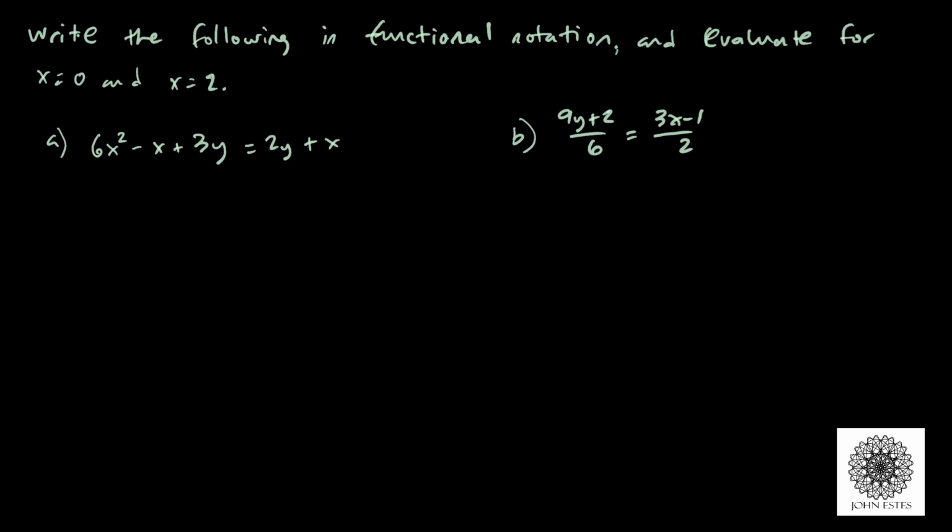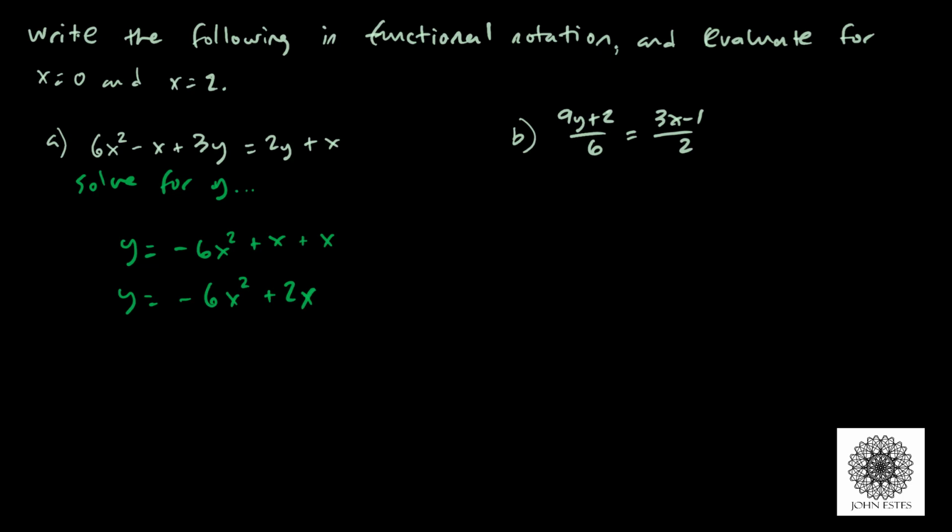Okay, so the first thing I'm going to do here for a is solve for y. I want to get y equals something. So I have 6x squared minus x plus 3y equals 2y plus x. I'm going to get all my y's on one side, so 3y minus 2y gives me 1y. And I'm going to get all my x's on the other side, so that's going to be a negative 6x squared plus x, and I believe that's everything. So then y equals negative 6x squared plus 2x.